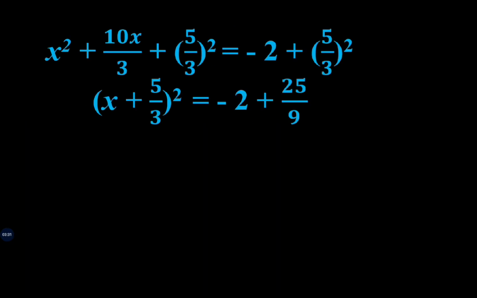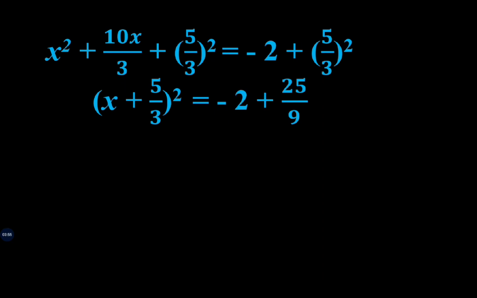Factorizing the left hand side, I end up with x plus 5 over 3 squared is equal to minus 2 plus 25 over 9. I got the x because I know the coefficient of x squared is now 1, so the factor there must be x in the binomial. The last term is 5 over 3 squared. It's a positive 5 over 3 squared, so there must be 5 over 3 in the bracket.